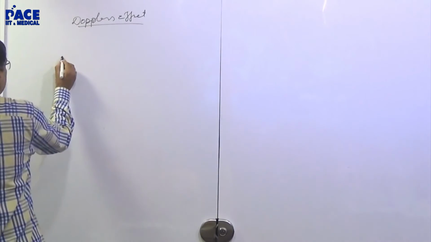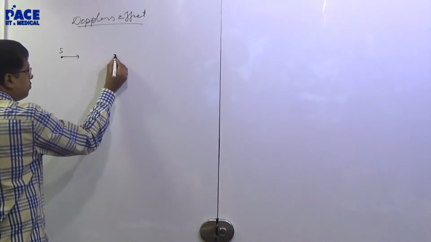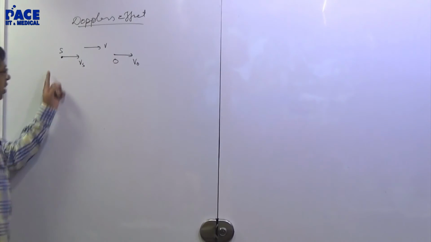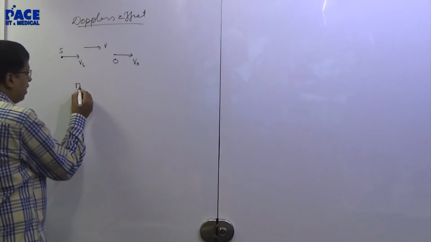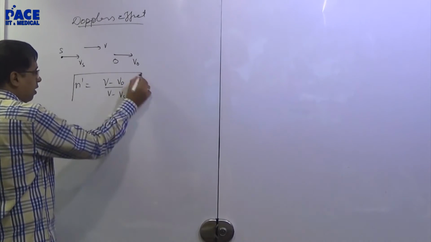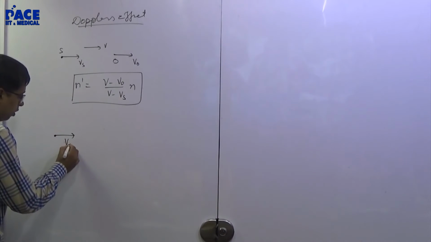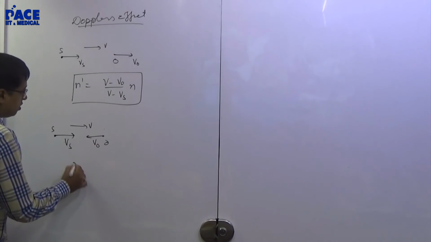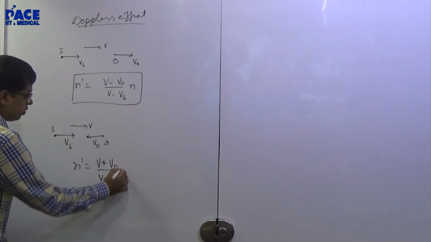Right? First of all, if this is the source, this is the observer. Source is moving towards the observer. Observer is moving away from the source. That means I have taken everything in the direction of sound. Take that as a reference line. Apparent frequency is (V minus V naught) by (V minus Vs) into N. If I change any particular velocity of source, observer is in this direction, sound is in this direction, N dash is (V plus V naught) by (V minus Vs) into N.